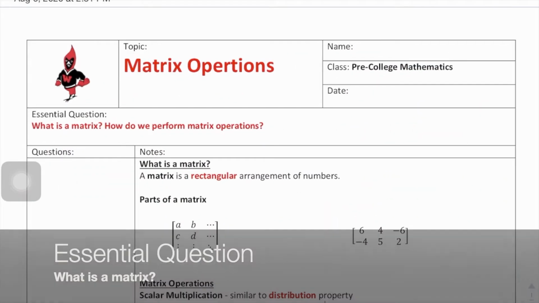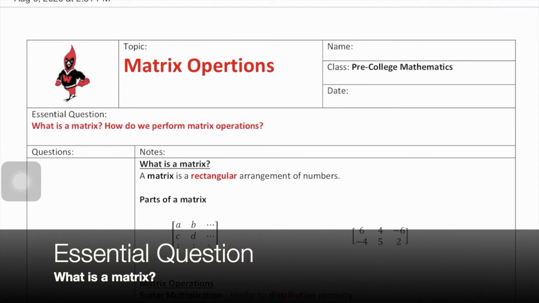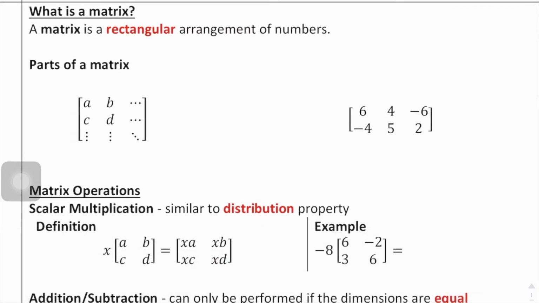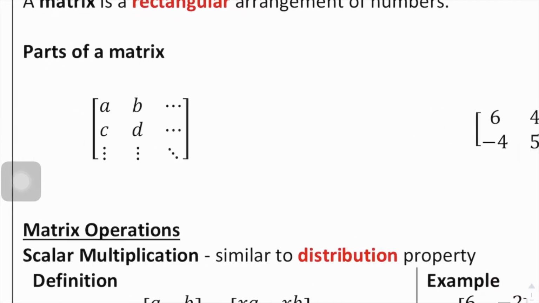Alright, so in this video we're going to cover some basic matrix operations. So first off, what is a matrix? It's a rectangular arrangement of numbers. Now, it doesn't always have to be numbers, it could be expressions, but we're probably not going to make it that complicated.